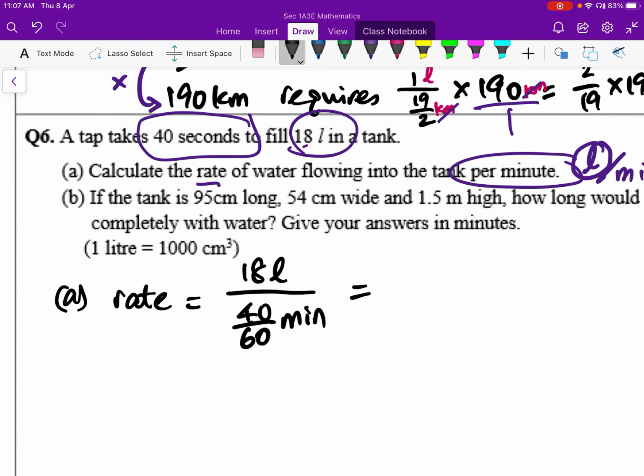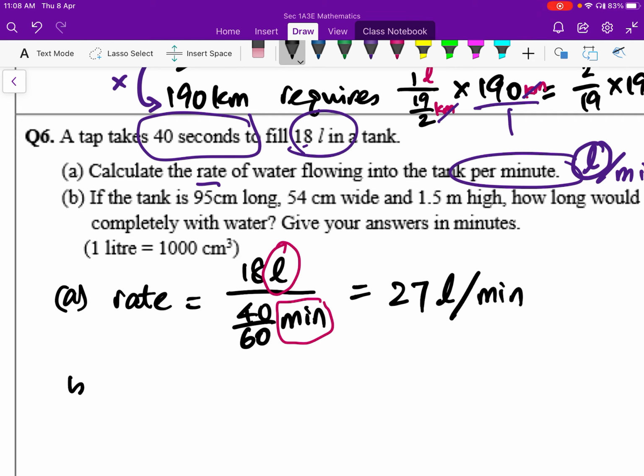No problem. So you can use your calculator for this again. 18 divided by a fraction. The fraction is 2 over 3. And we get 27. Then you copy down the units. Liters in your numerator, per. In the denominator, you have the minute. So this is the rate, 27 liters per minute. Instead of, very weird, 18 liters per 40 seconds.